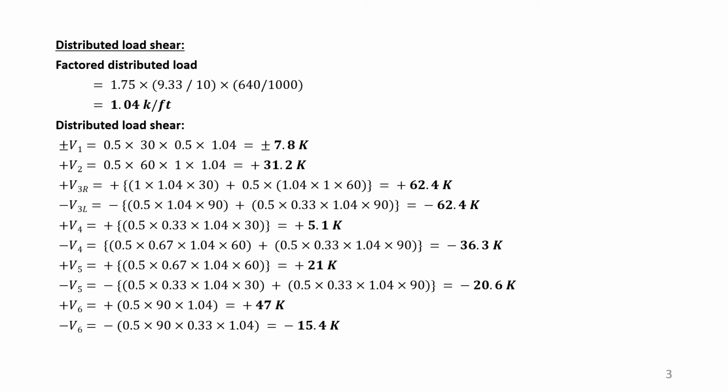and 3 left is 0.5 into 1.04, the distance is 90 feet, and another is 0.5, the distance is 90 feet, 3 left, plus 0.5, the average of the triangle, as the load is a triangular one. First of all we put this half base into altitude, then half is half, and 0.33 is the ordinate, and load is 1.04 and the distance is 90, and this also gives us a value of 62.4.